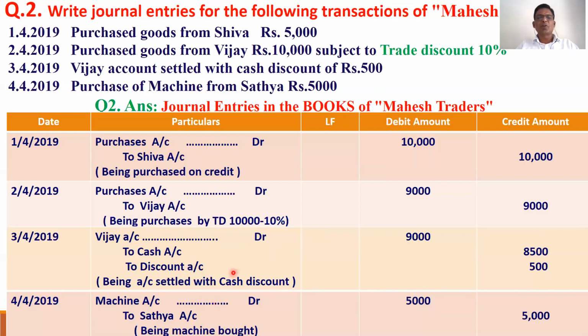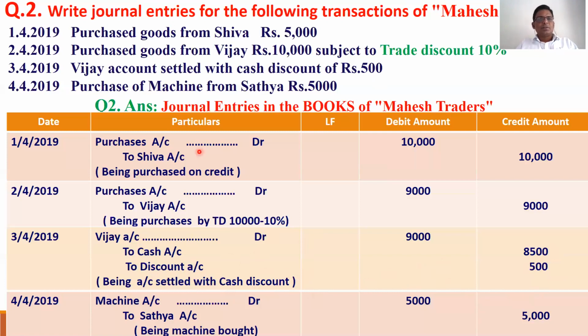This is another compound entry. What is a compound entry? When there are more than two accounts in a transaction, that is deemed to be a compound entry. So Vijay account debit 9,000, to cash account 8,500, to discount account 500, being Vijay account settled with cash discount. This is a very, very important point.